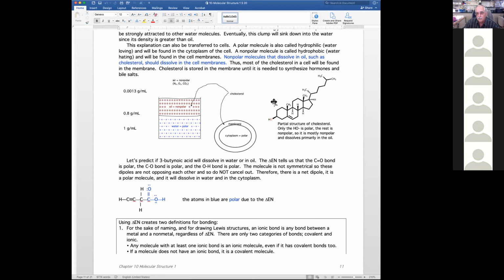If you compare it to cholesterol, it's almost entirely nonpolar, so it doesn't dissolve in water very much at all, which is why people say it precipitates and forms plaques in your arteries if it's at extremely high concentrations.